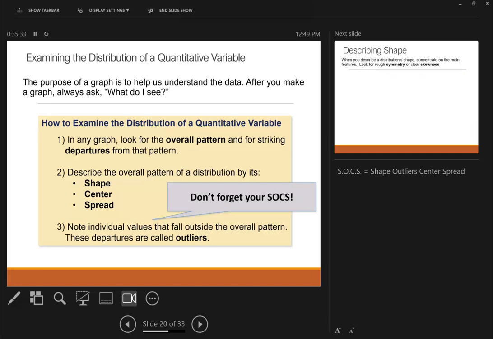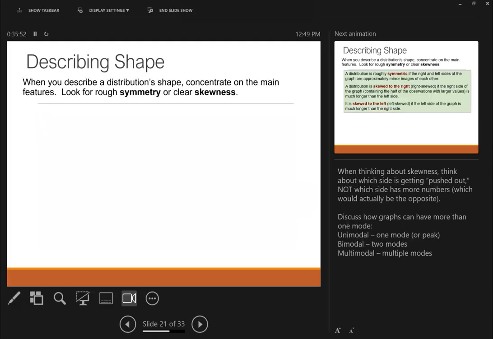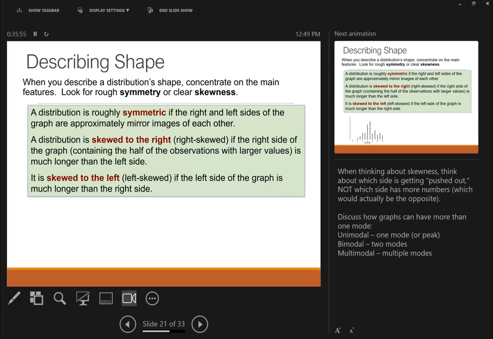So the way we remember this is SOCS, S-O-C-S. So shape, outlier, center, spread is the acronym that is commonly used to describe those 4 attributes. So shape. In shape, what we're looking for is one of 3 answers.